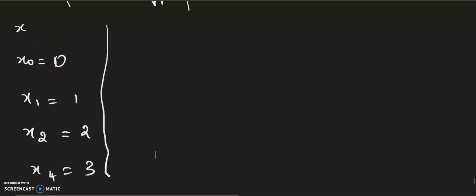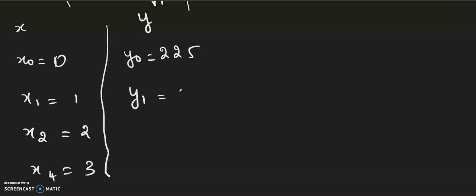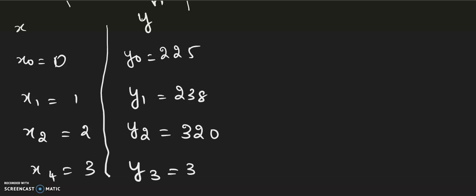Now I'm going to write the corresponding y values. So the first value is nothing but y0, 225. The second value is y1, 238. The third value is y2, that is 320, and the fourth value is y3, that is 340. This is what is given.